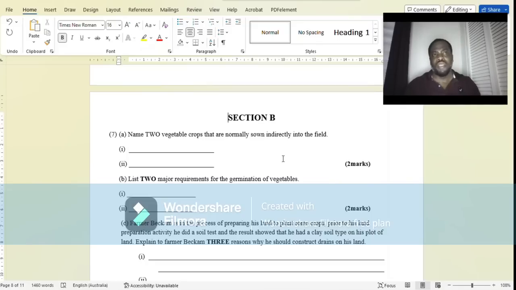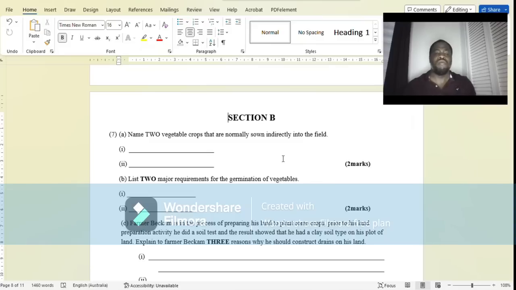Moisture is needed because, again, this will basically allow for the nutrients that are stored to become soluble. And so once that is soluble, then it can serve its purpose. Also, oxygen is another requirement. Oxygen is needed for respiration. So while you have that food, the cells are now going to need that oxygen to respire.